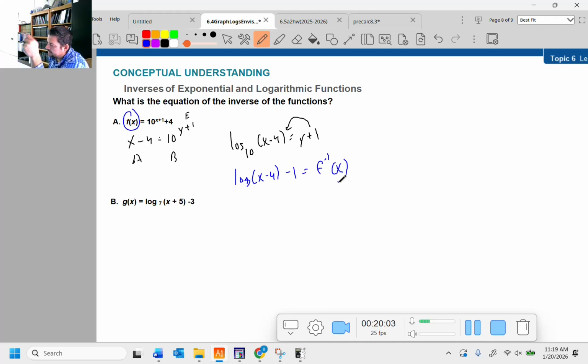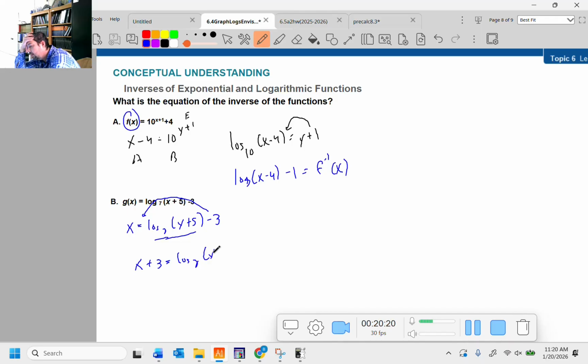All right, next one. We got g of x. We're going to get the y out. x is log base 7 of y plus 5 and then minus 3. We're going to isolate this logarithm, so we're going to add 3 to both sides. x plus 3 is a log base 7 of y plus 5.